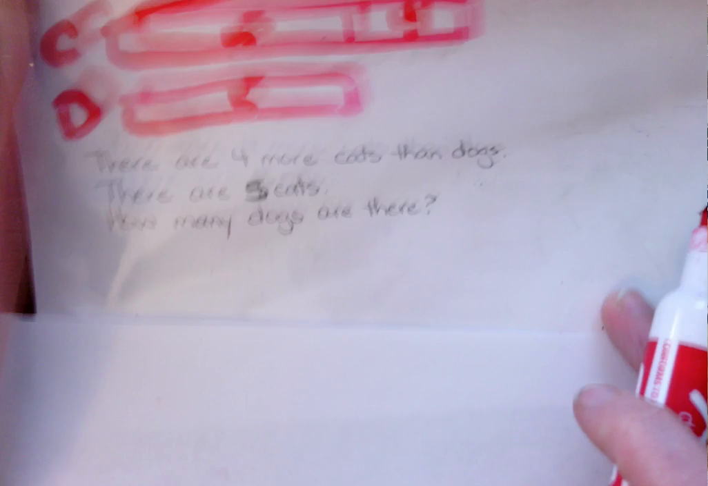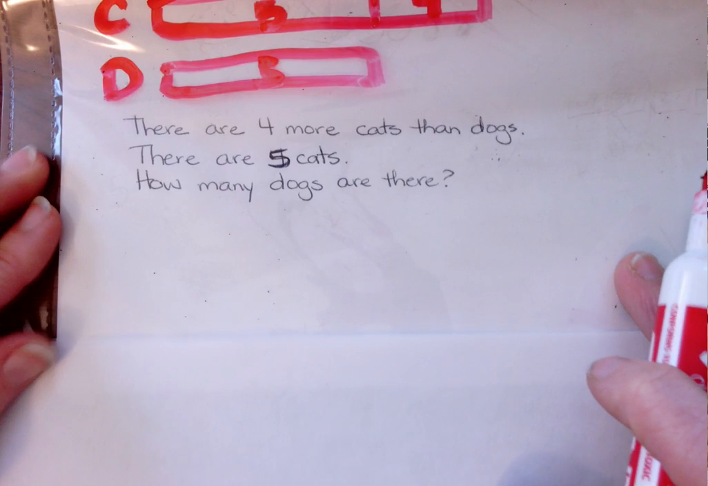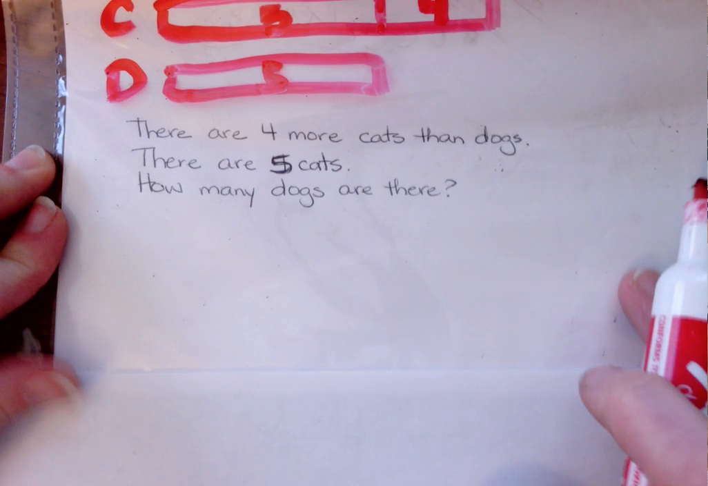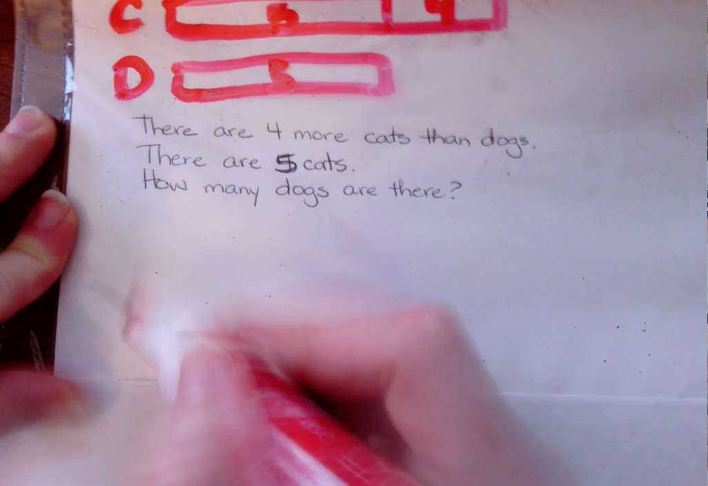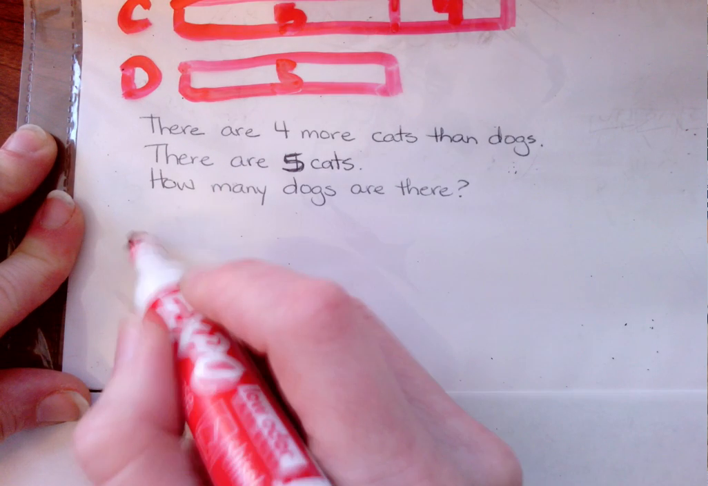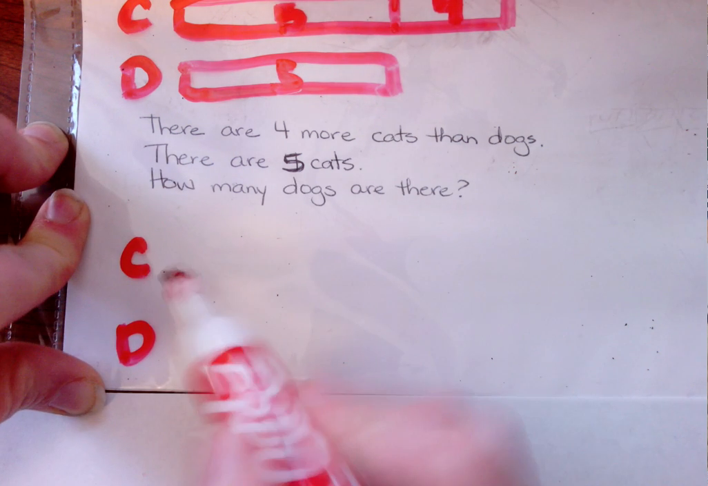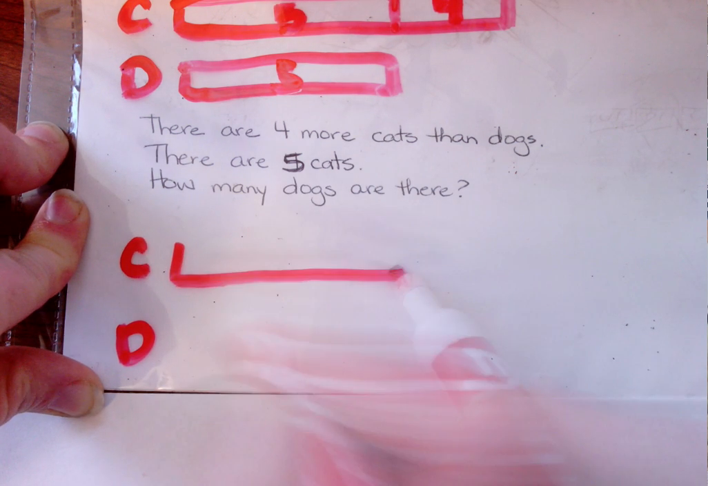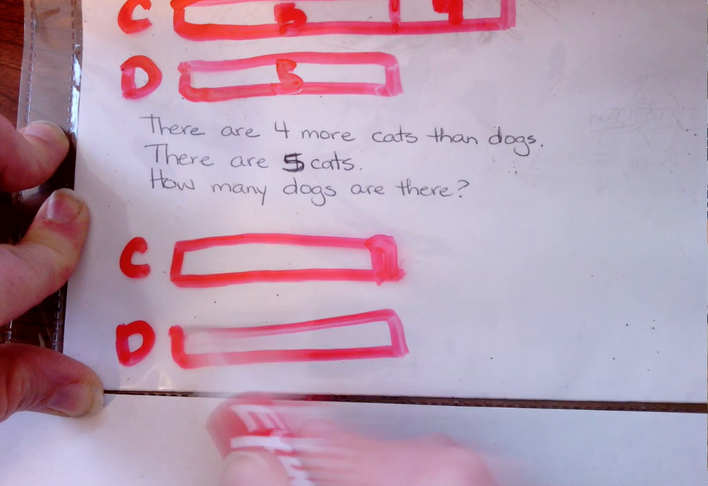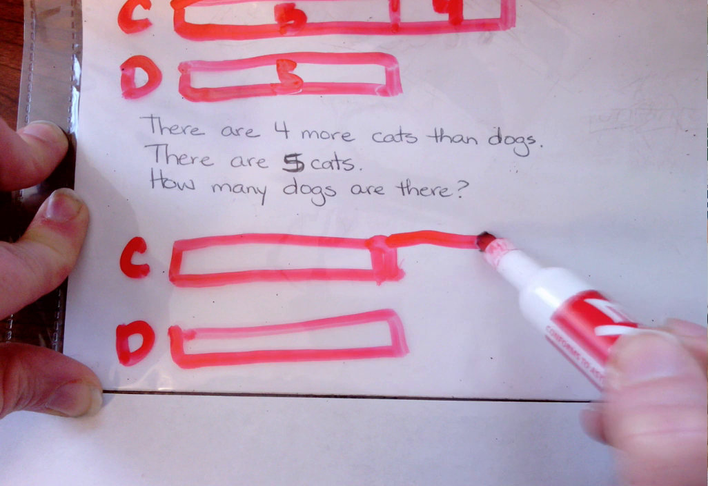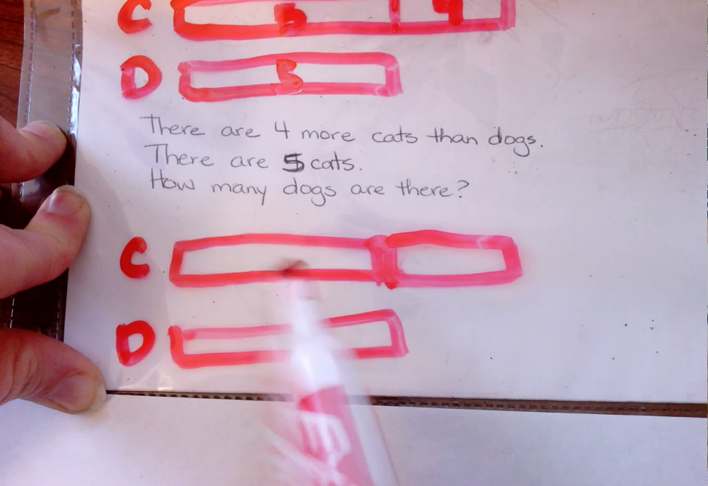Look at this question. There are 4 more cats than dogs. There are 5 cats. We might look quickly and say, oh, I do the same thing. The answer is 9. Well, let's draw it out and see. I have cats and dogs. Which do we have more of? We have more cats. So, although the 2 tapes could be the same if they had the same amount, they don't have the same amount. There are more cats. So, let's see what we know.